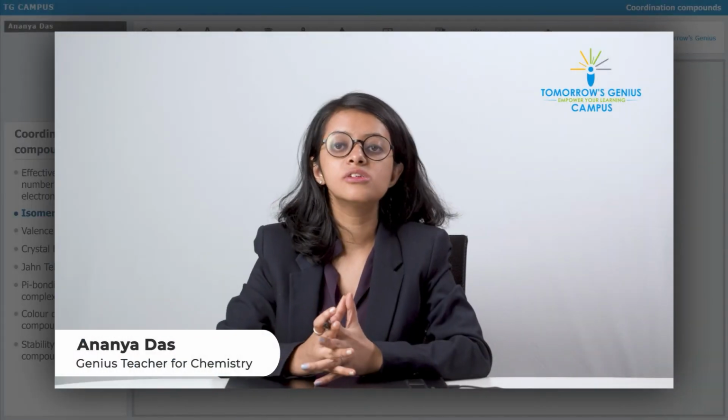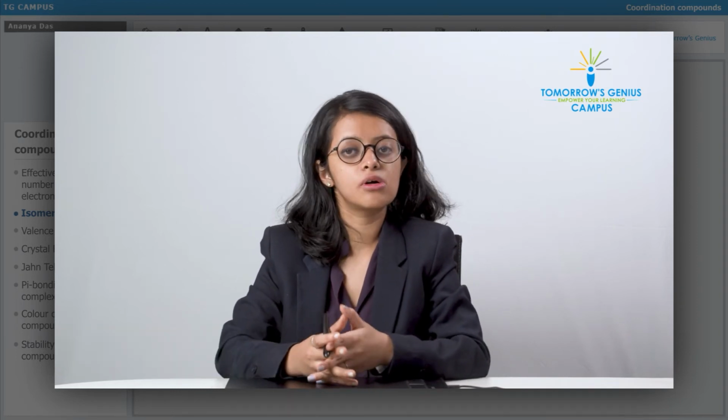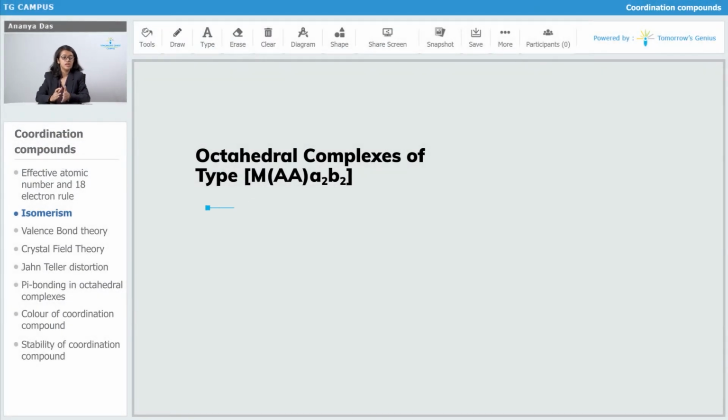Okay, so now let's start with the geometrical and optical isomerism shown by the octahedral complex of the type M(AA)A2B2. Here AA is a didentate ligand, as we already know. So these are the possible pairs in this. A is trans to B, A is trans to A, and A is trans to small b. So in this case AB, AA, AB, none of the trans pairs are getting repeated and the same ligand is not trans to each other, so this is optically active.